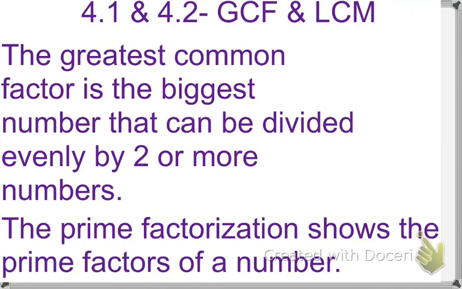This is 4.1 and 4.2, GCF and LCM. Alright, first let's just go with the definitions. GCF, the greatest common factor, is the biggest number that can divide evenly into two or more numbers. To help find the GCF, you can use the prime factorization.